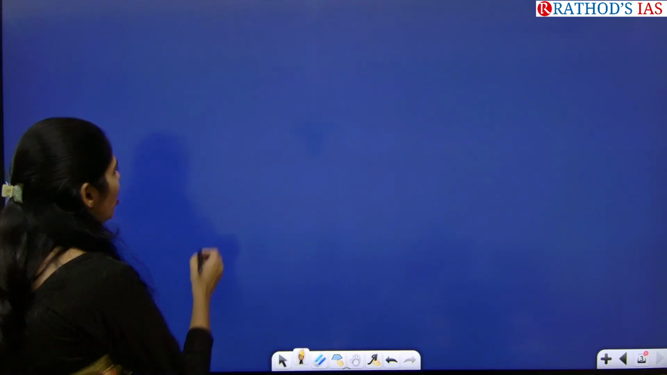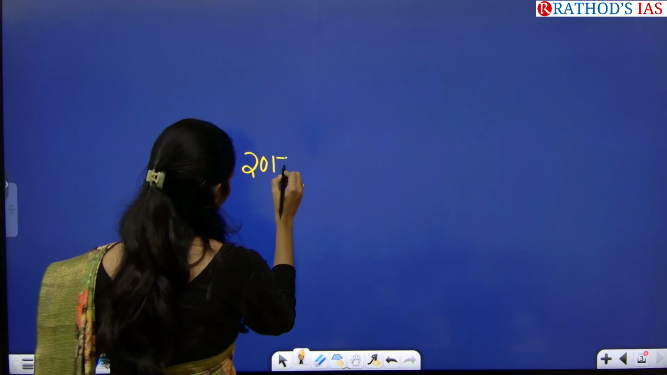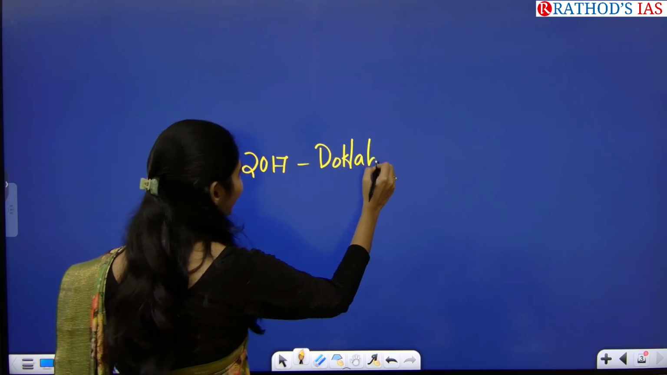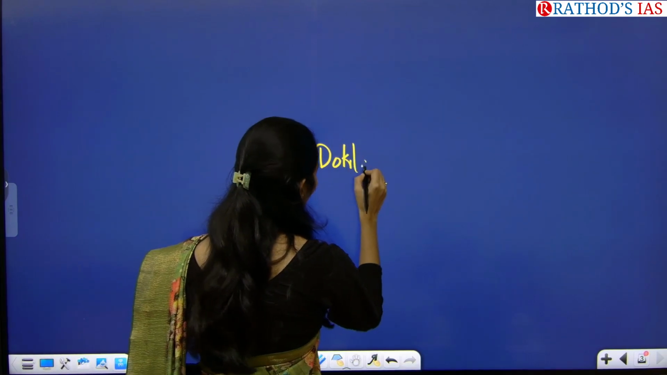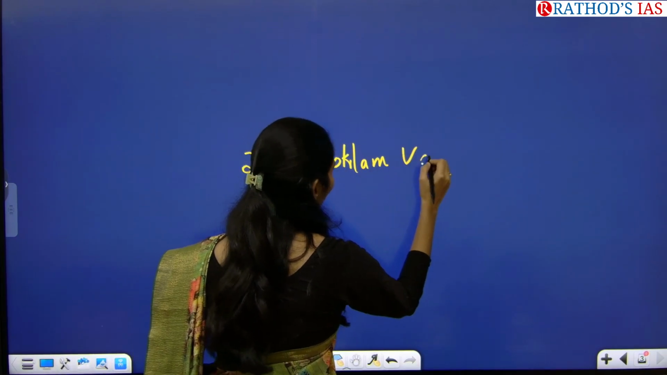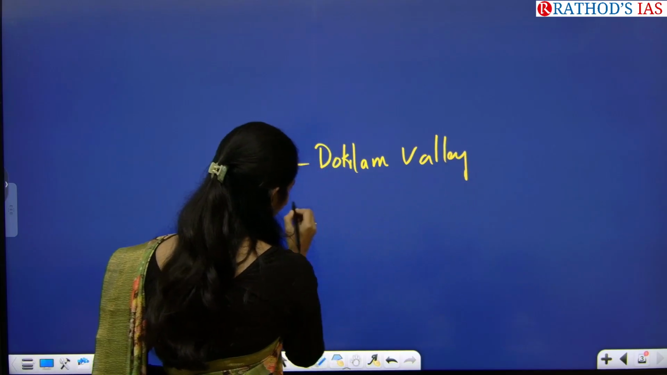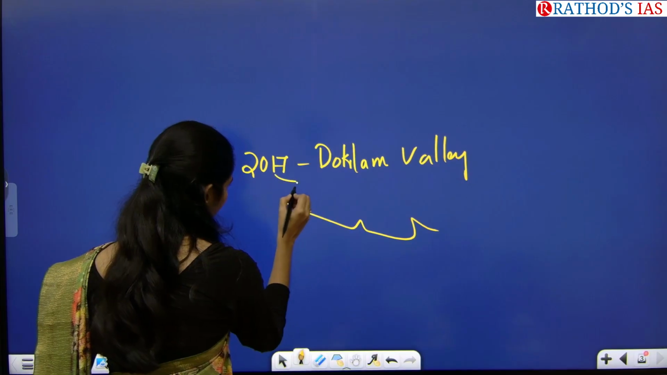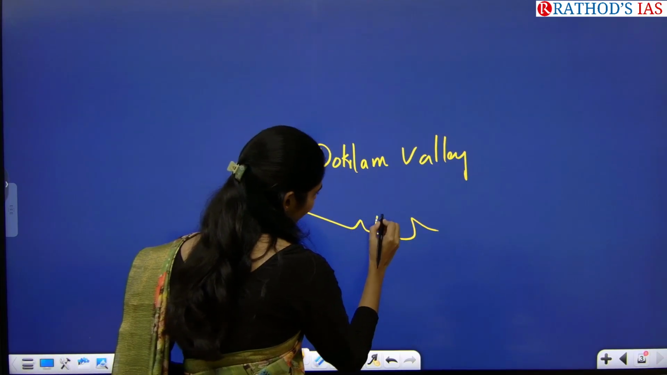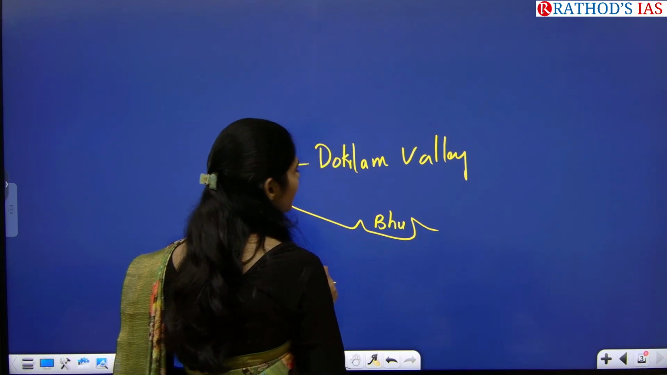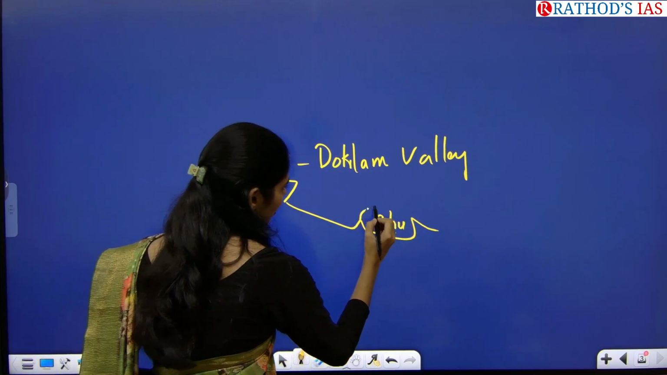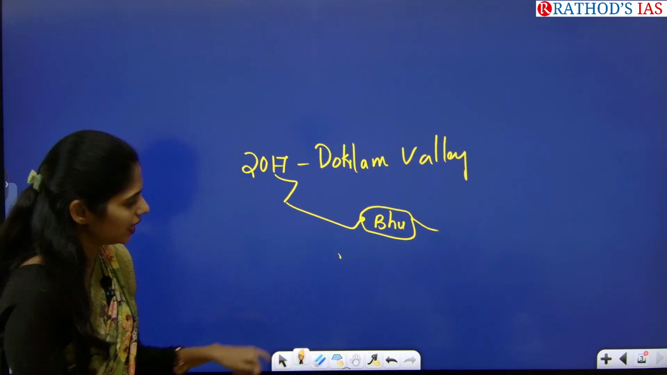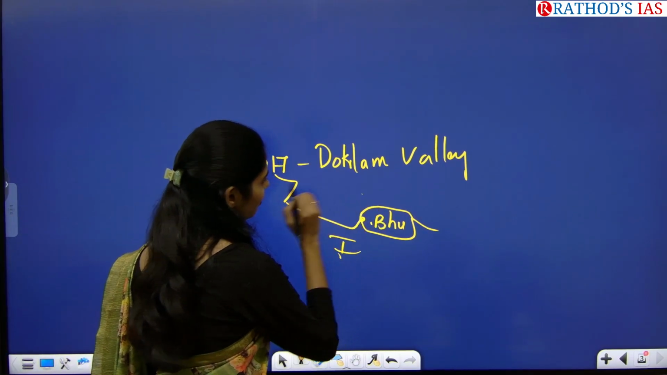India-China relations. Okay, in 2017, what happened? Okay. So there is a place called Doklam Valley. So it is at our India border. Here we have this part called Bhutan, right? Okay. So if you see this portion here, it is a tri-junction. So we have India, we have Bhutan and we have China.